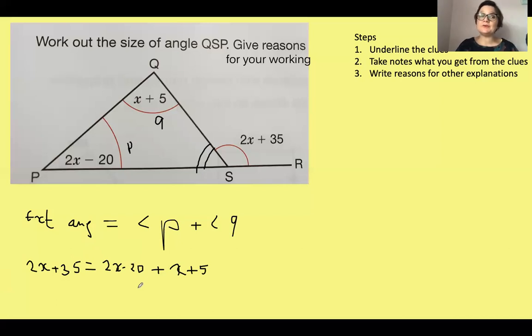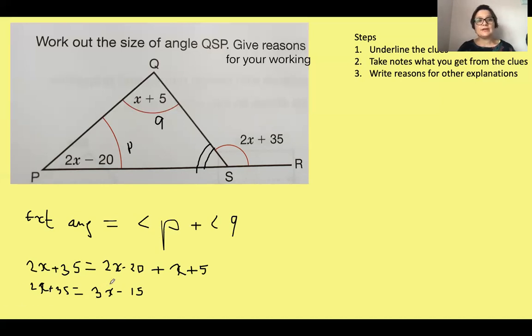And now here you have a linear equation to solve. Let's see what we can do. We keep the left as it is, 2x plus 35 equals, now we have 2x and an x here, so 3x, minus 20 plus 5 is minus 15. And I always advise you to keep the x's on the left-hand side. It just makes the work easier. It's a classical way of representing the solution of an equation: the variable on the left-hand side and the numbers on the right-hand side.